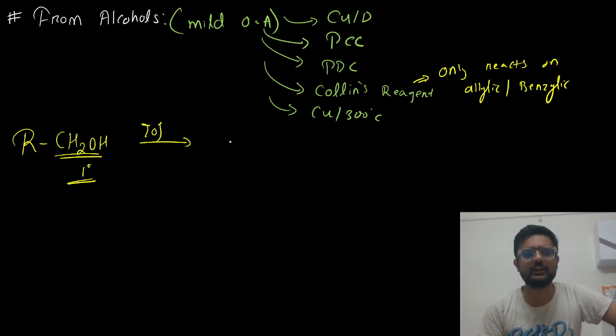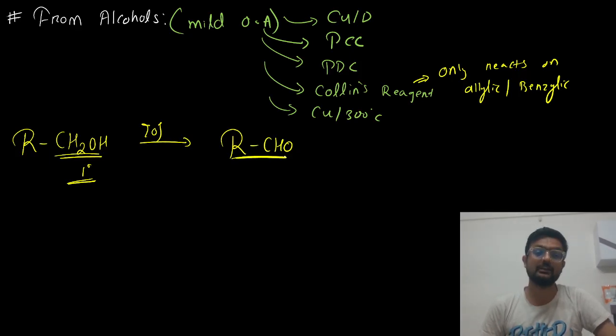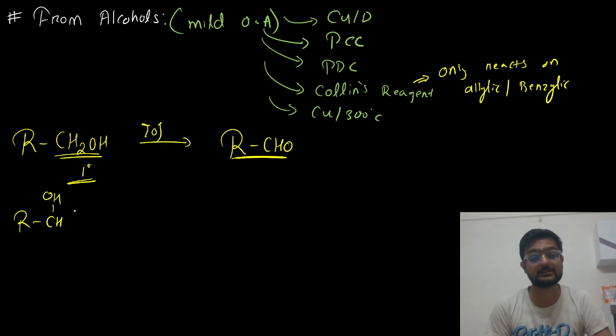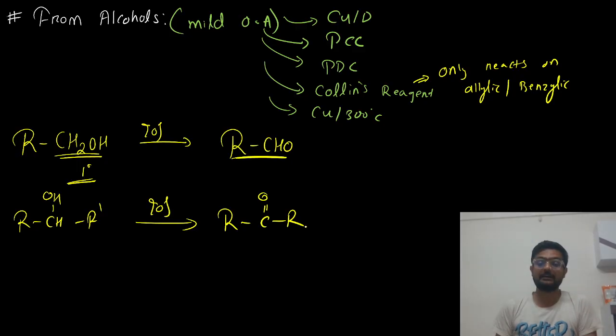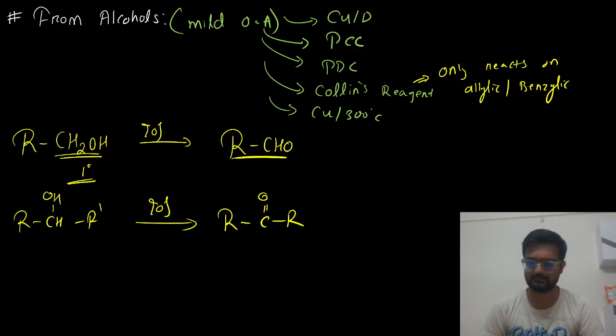If it is a primary alcohol, it will always be converted to aldehydes. If I take RCHOH R dash and do the mild oxidizing agent, then what will we get, beta? I'll always get ketone. So remember, primary alcohols give you aldehydes, secondary alcohols give you ketones. Tell me, is it clear? Is it clear?